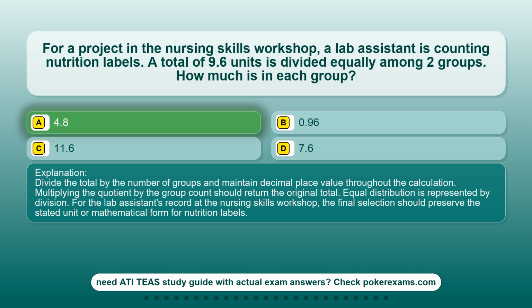Equal distribution is represented by division. For the lab assistant's record at the nursing skills workshop, the final selection should preserve the stated unit or mathematical form for nutrition labels. Question 7.